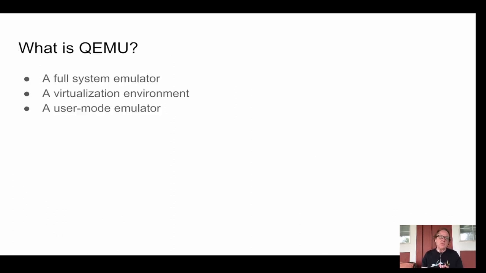So what is QEMU? Well, QEMU is an emulator that operates in three different modes. The first mode is a full system emulator. This is where it will emulate the hardware of a particular machine in every detail, such that guest OSes have no idea that they're even in an emulator. Also, it acts as a virtualization environment, much like bhyve or Xen. Finally, the part I'm going to talk most about today is the user mode emulator.